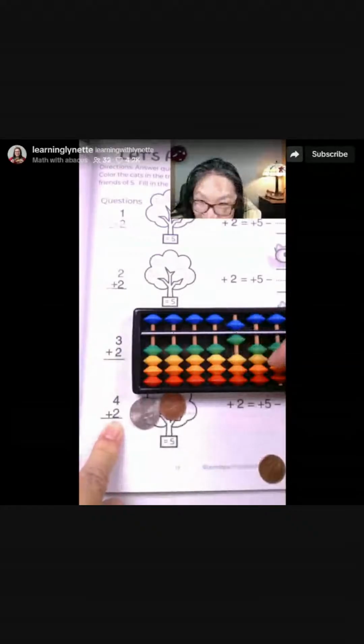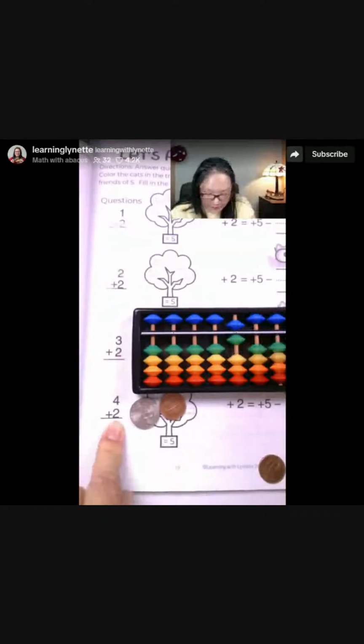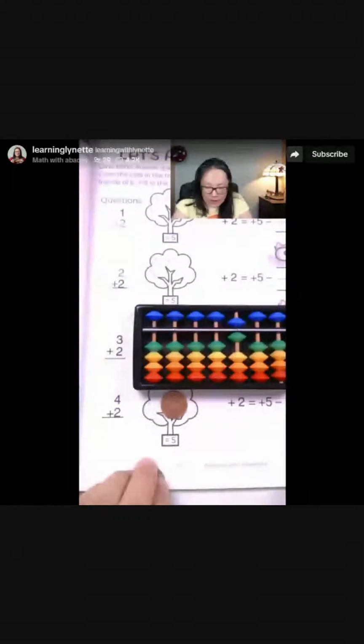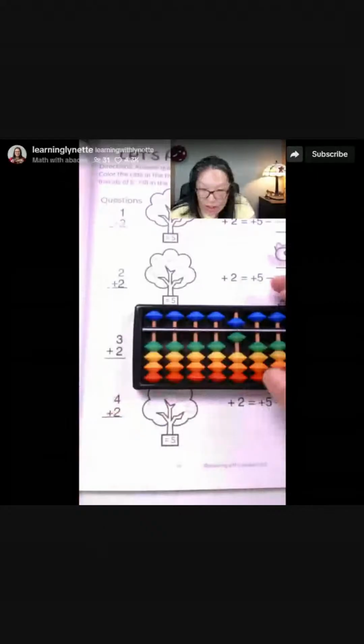But see, that's the thing. You'll start seeing that there's a pattern. And now you'll notice that because I can add, I can also subtract. So that's what we're going to do now. We're going to do one more.